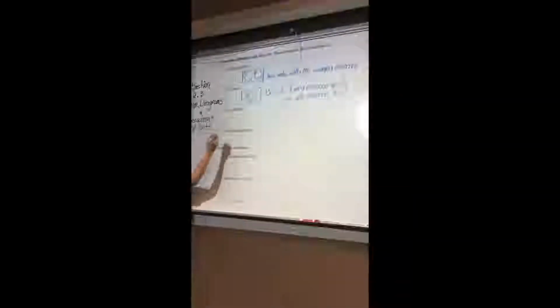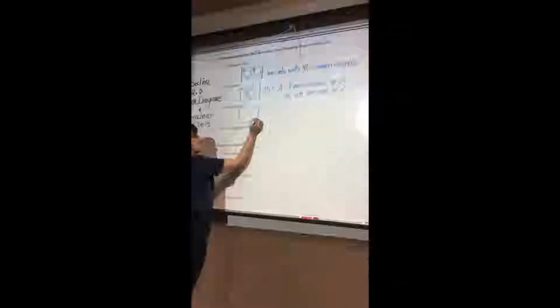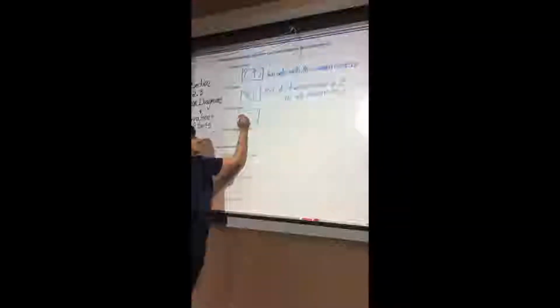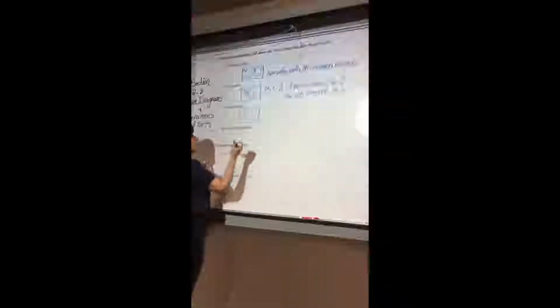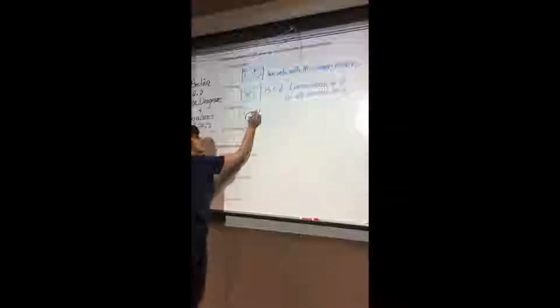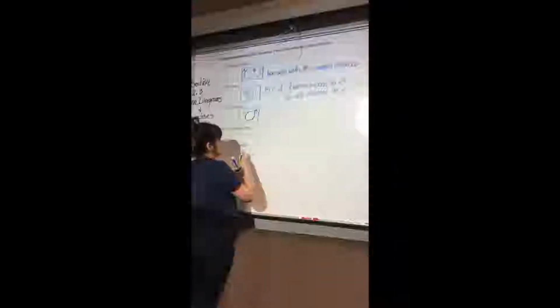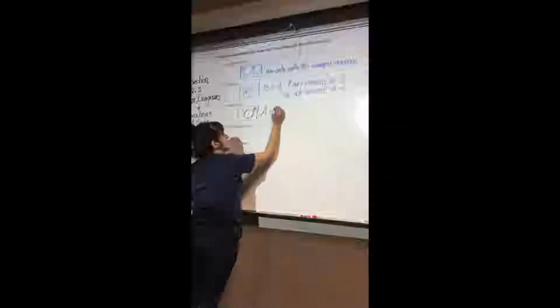Then we have equal sets. This is when two sets have exactly the same elements. So you have set A and set B. A is equal to B.